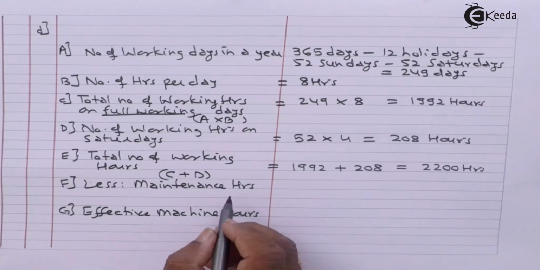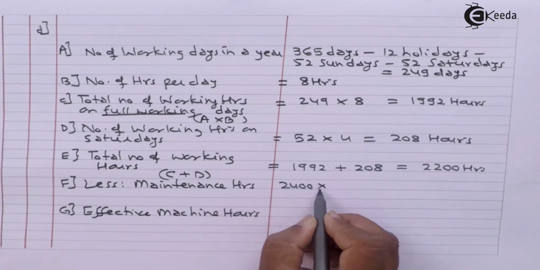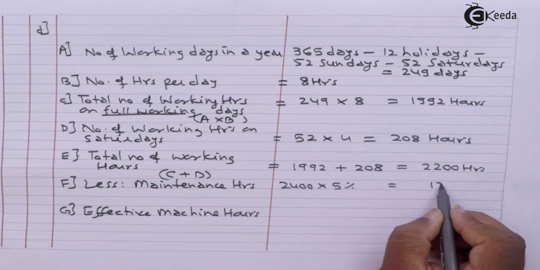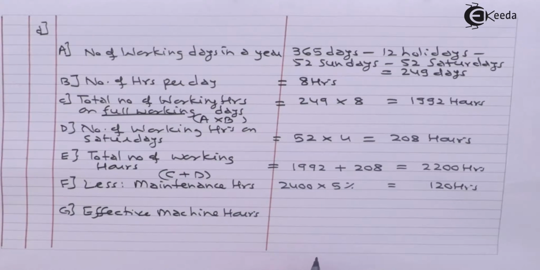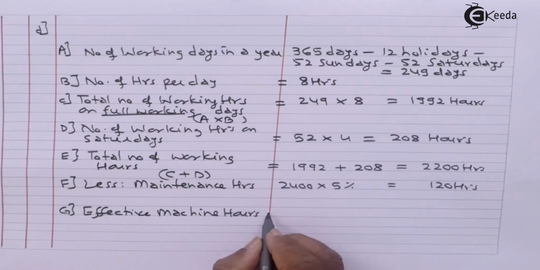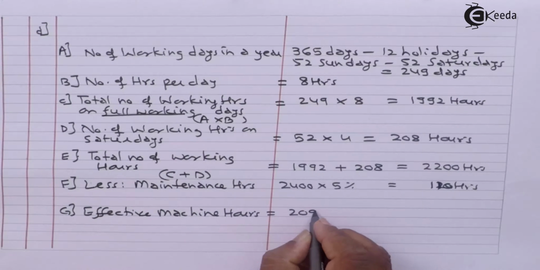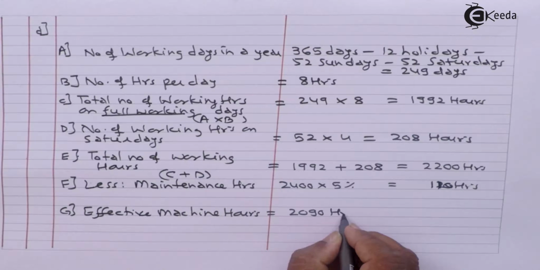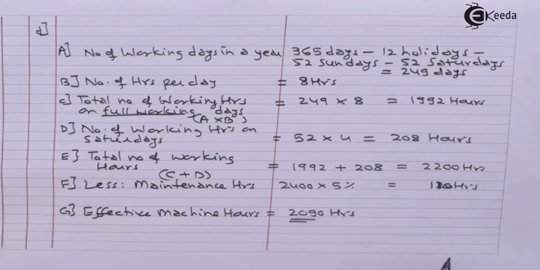2,200 hours. Maintenance hours they have given 5%. It will be 110 hours. So finally 2200 minus 110. So effective machine hours will be 2090 hours.